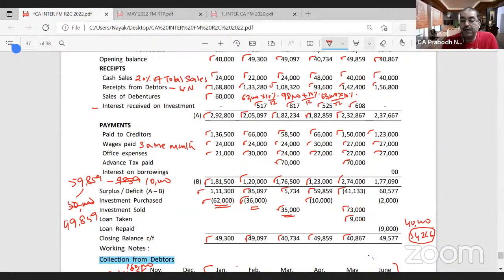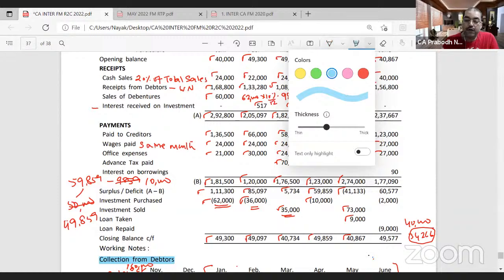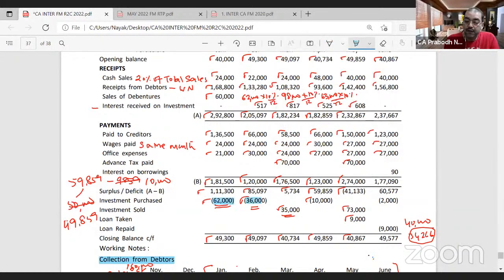Now I don't have any of my investments. All my investments are gone. So this 62,000 plus 36 minus 35 plus 35 minus 10 and this 73, they all wipe out each other. So now no investments are there, but loan is there. What is the interest on loan? 12% per annum, so 1% per month. 1% of 9,000 is 90. Interest paid on loans, 90. So I take the total of all the payments, including that 90, 1,77,000. I get a balance of 60,577.